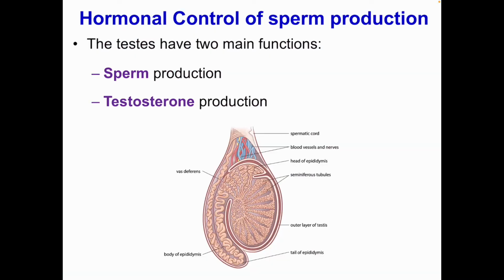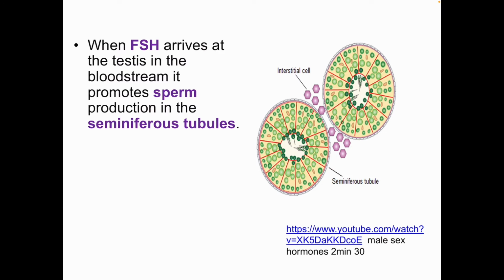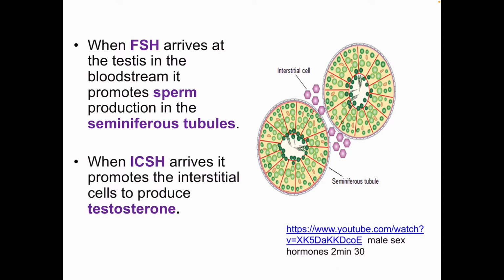The testes have two main functions, sperm production and testosterone production, and this was covered in the previous key area. When FSH arrives in the testis, in the bloodstream, it promotes sperm production by the seminiferous tubules. When ICSH arrives, it promotes the interstitial cells to produce testosterone.